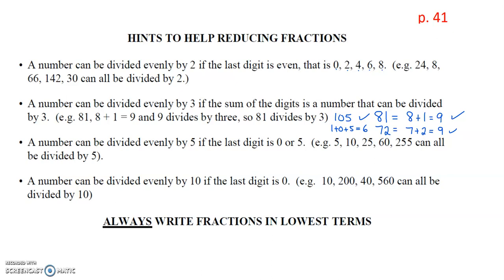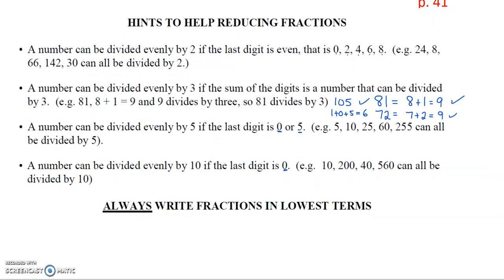If you want to know if a number is divisible by 5, if it ends in a 0 or 5, then it's divisible by 5. And then the last one that we have for reducing fractions is if the number ends in a 0, you can divide it by 10. So we always want to work for lowest terms, even if it takes us more than one division.